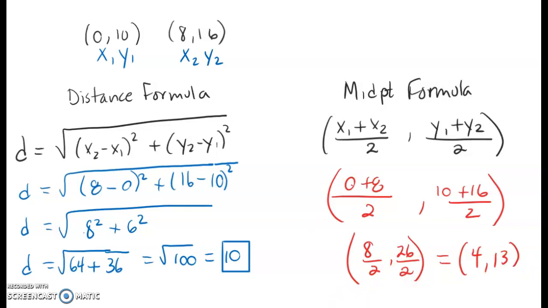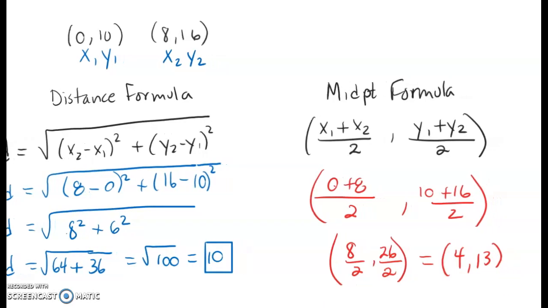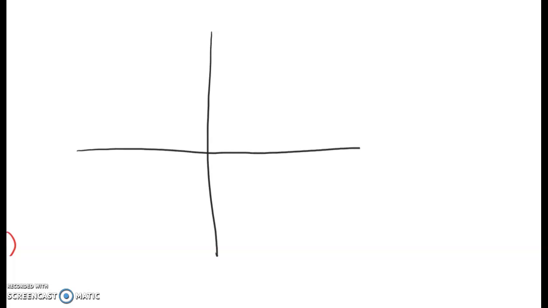Now, in order to check this, what you want to do is graph those 2 points. WebAssign can be tricky to graph. Sometimes it can be very particular about where you drop that point. But let's take a look. How would I graph this?